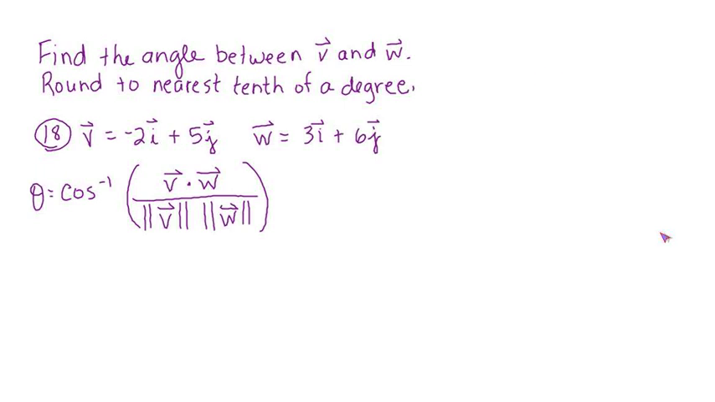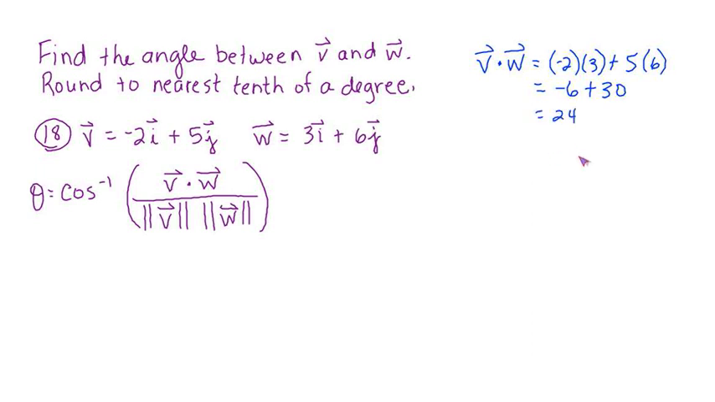For organization's sake, let's just come over here and find the dot product. First thing we're going to do is find the dot of v and w. So that's going to give me negative 2 times 3 plus 5 times 6. So that's negative 6 plus 30, which gives me 24. So that's the first thing I need for my formula.